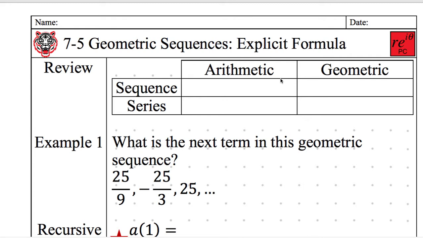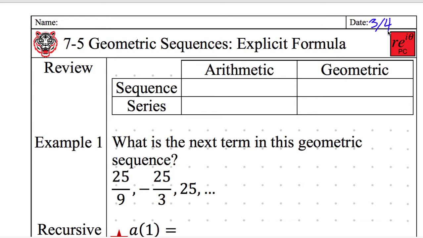All right, we are in Precalculus. Today is Monday. Today's date is the 4th of March, so 3/4. It is not the 5th. Tomorrow's the 5th.